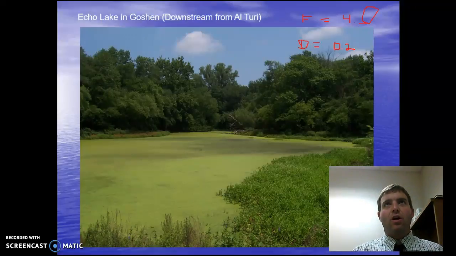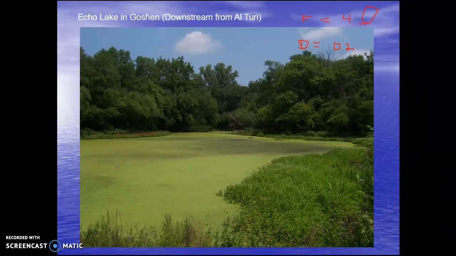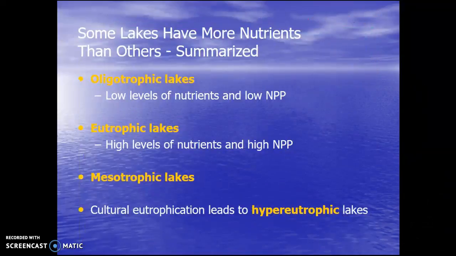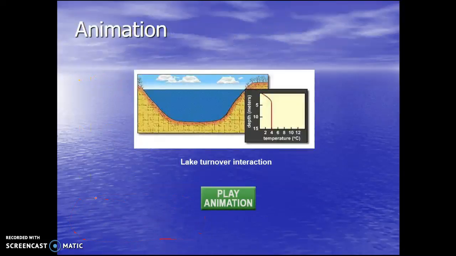So you get these blooms and death, and blooms and death, and blooms and death, over and over and over again. So it's a vicious cycle. We call that positive feedback, right? So here it is, lake summarized. If we think about what humans do, humans can culturally eutrophy a lake, leading to a hypertrophic lake.